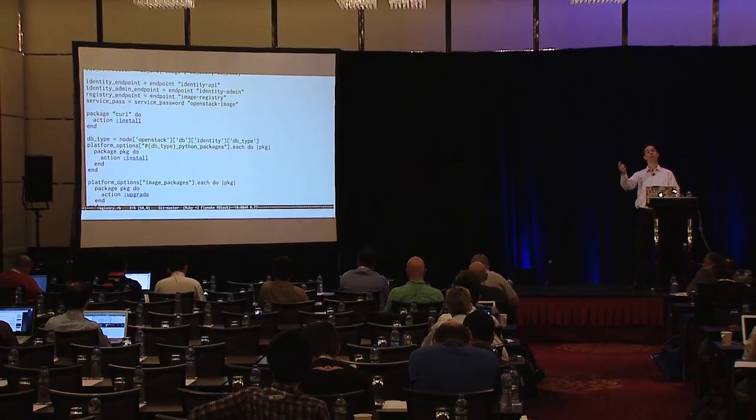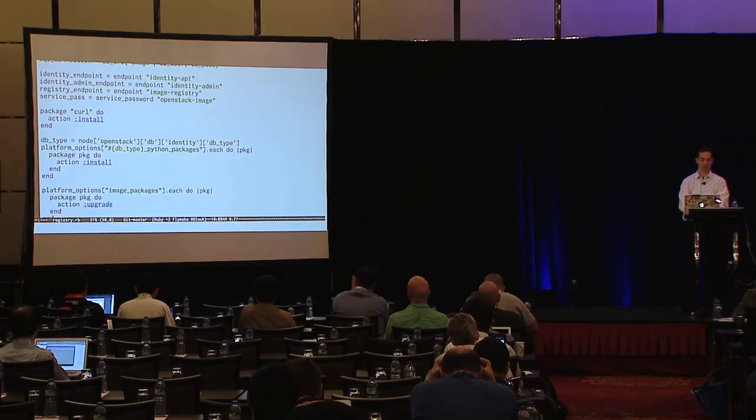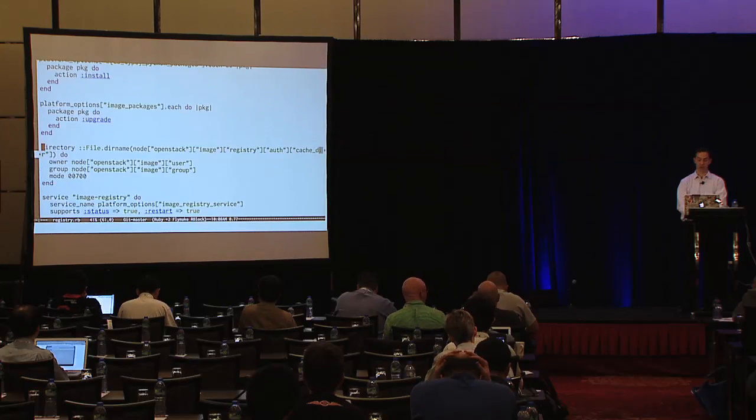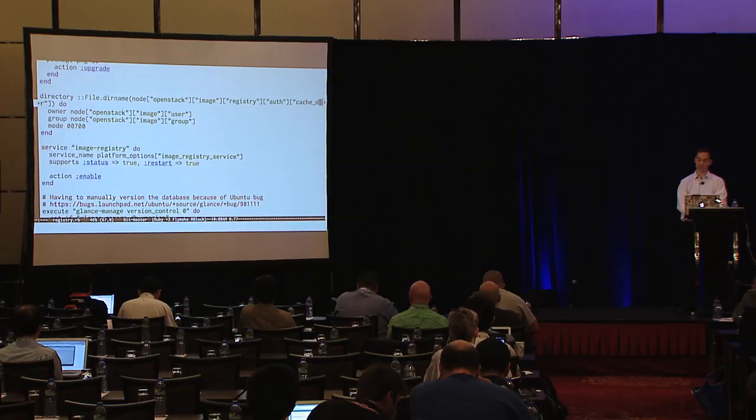So then we have our database type, and then we're going to install our DB type Python packages. In this case, MySQL libraries. Which go back to that attribute where we defined what they're called on SUSE, on Ubuntu, on Red Hat. It just loops over the names of the image packages, again changing between platforms. Then we're going to create the caching directory, with the right user and group and the right mode. Then we're going to create the image registry.